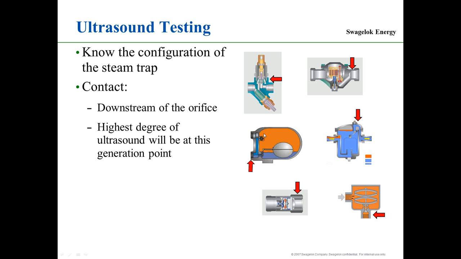So the discharge orifice is right here on this steam trap. Downstream of that orifice is where the highest degree of ultrasound will be generated. So on this inverted bucket, downstream of this orifice is where the highest degree of ultrasound will be generated. That's where I want you to put the ultrasonic probe, the stethoscope module, onto it.